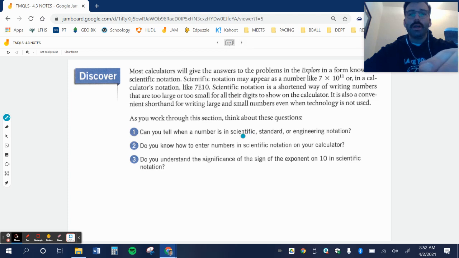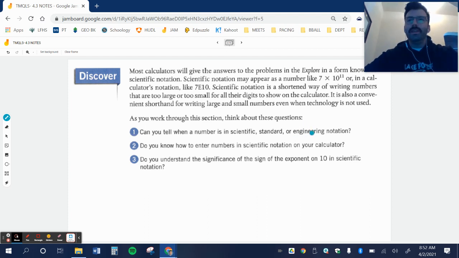So what are we going to do? We're going to be able to tell the difference between scientific, standard, and engineering notation. Engineering notation, I'm going to kind of show it to you. We're going to talk about it. Scientific notation is the more important of the two, I would say. It's the one you're used to seeing, so we'll work more with that.